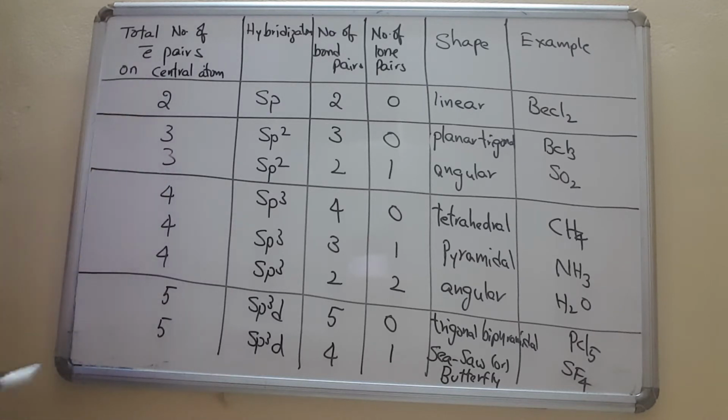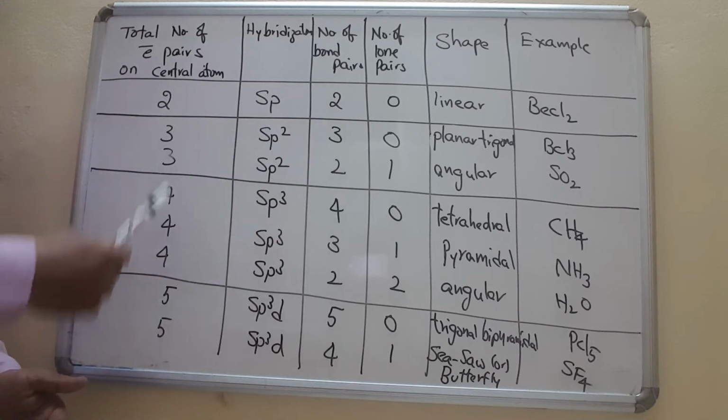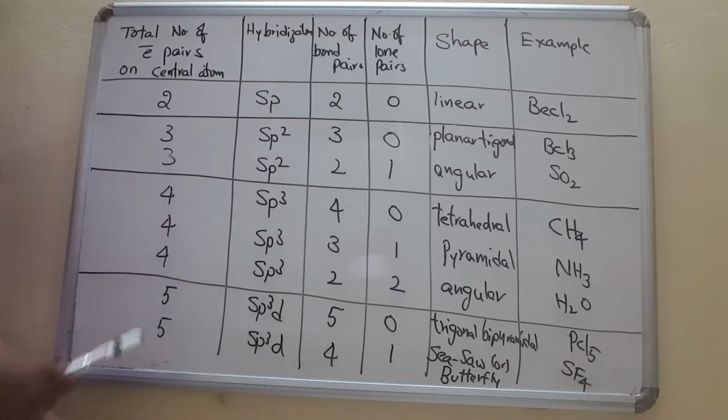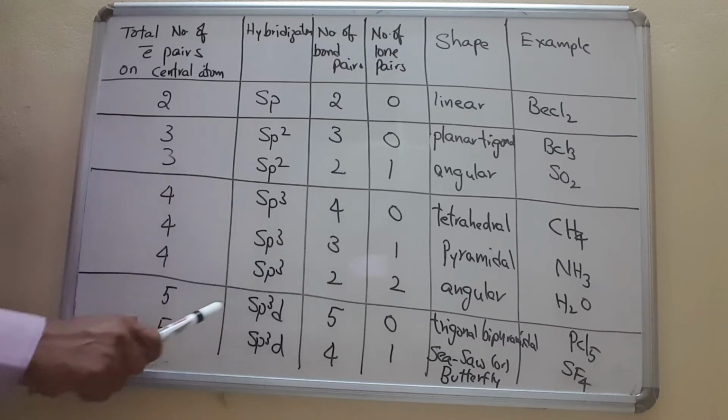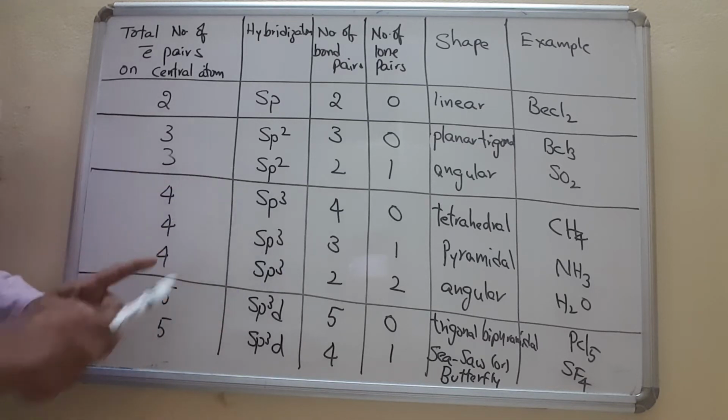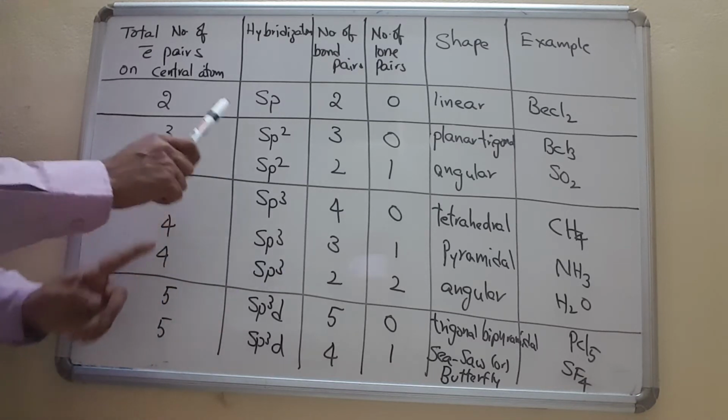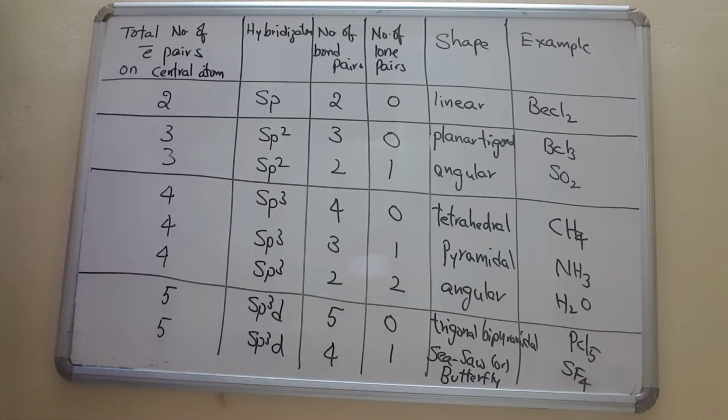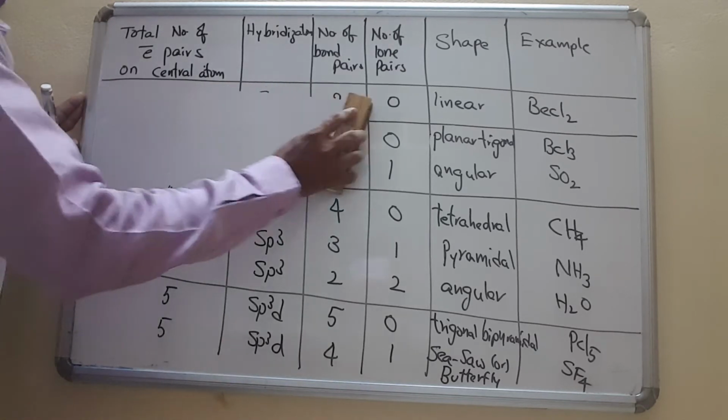Okay, so note it down. This is the table. I have to continue the remaining 5 pairs. So please keep this table in mind. Based on this table, we can find the geometries as well as the hybridizations for any molecule. Okay, so that is the first thing.